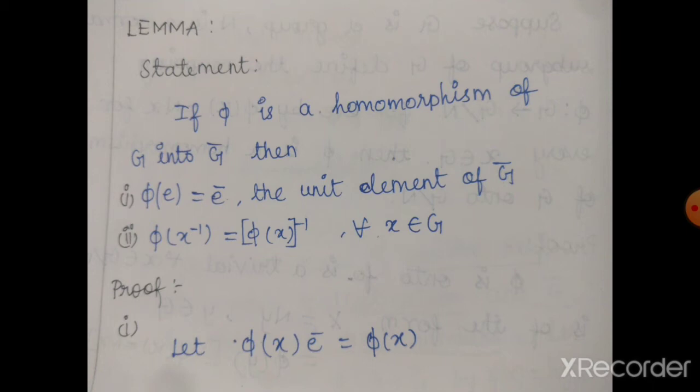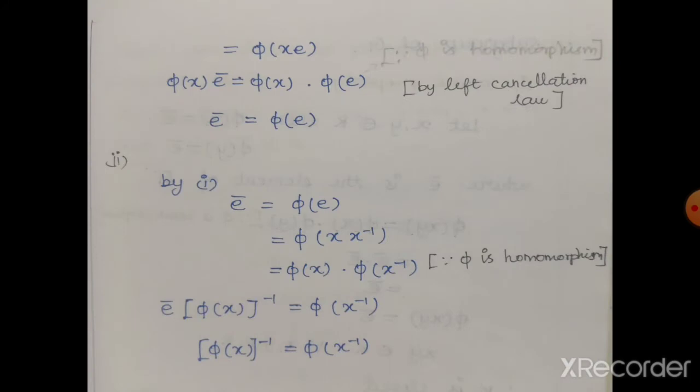So you have to write the identity element; multiplying it with anything gives the same element. So phi of x into E bar is equal to phi of x. Instead of x we have to write xe, so phi of xe. In the statement itself they have given that phi is a homomorphism, so phi of xe can be written as phi of x into phi of E.